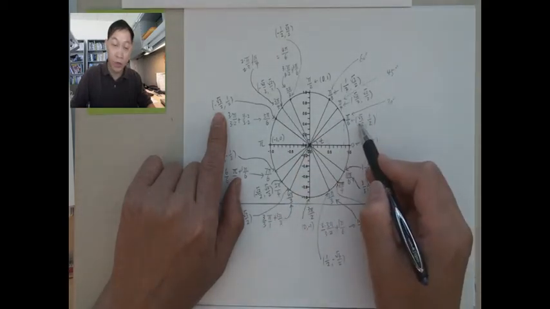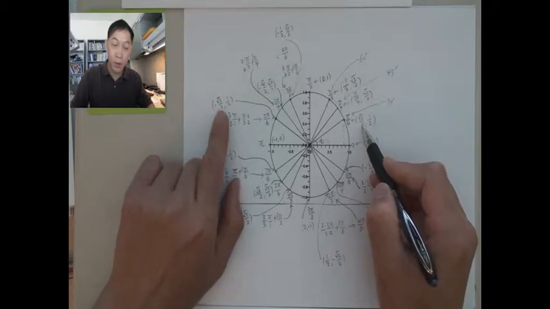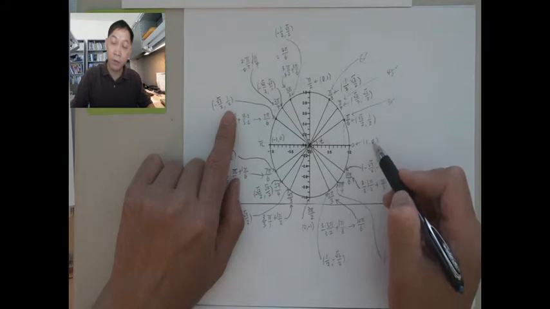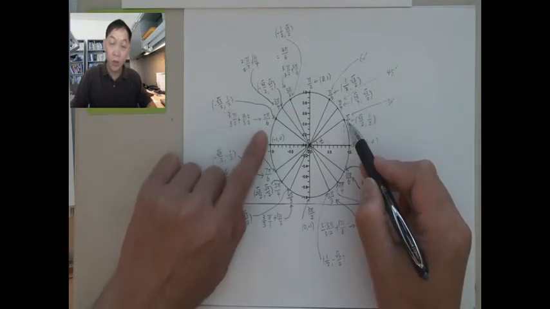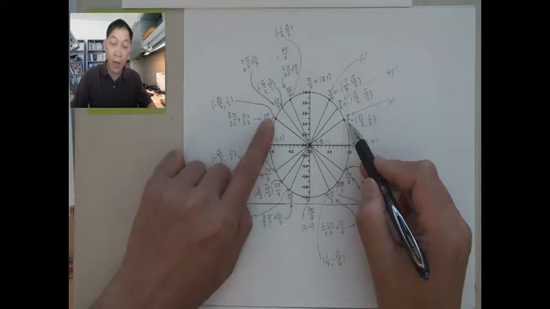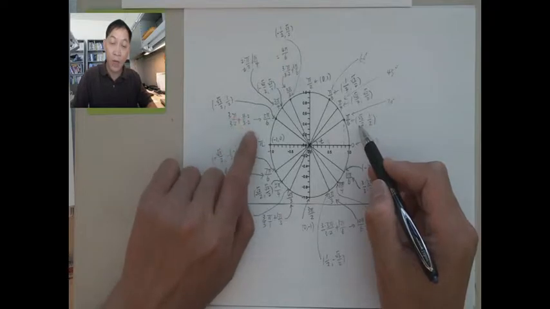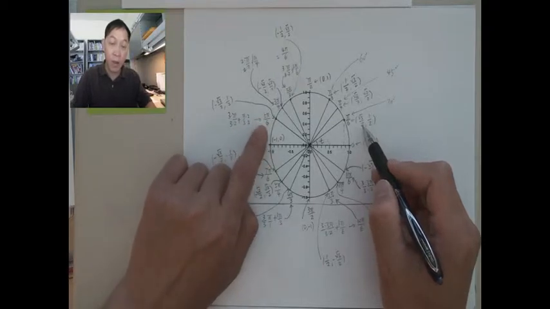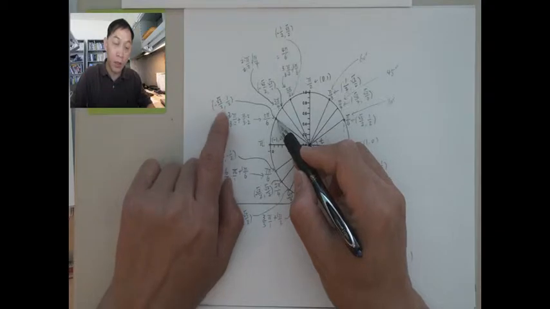Then you only change x: negative radical 3 over 2. That's the x coordinate. The y coordinate is the same, 1/2. So you may say sine pi over 6 equals sine 5 pi over 6, because they both are 1/2. Cosine pi over 6 is positive radical 3 over 2, and cosine 5 pi over 6 is negative radical 3 over 2.